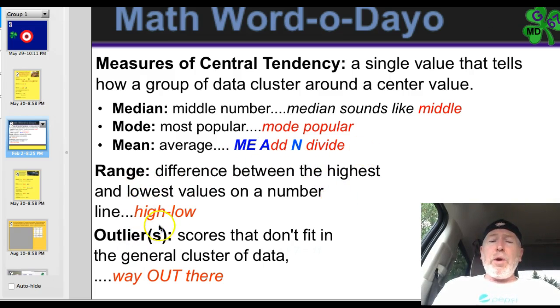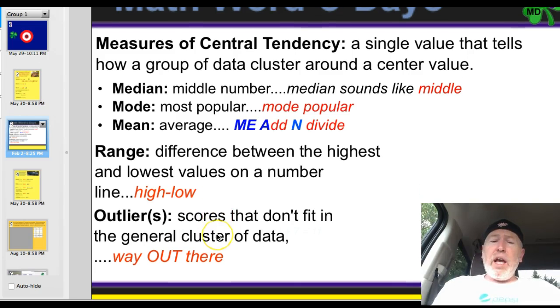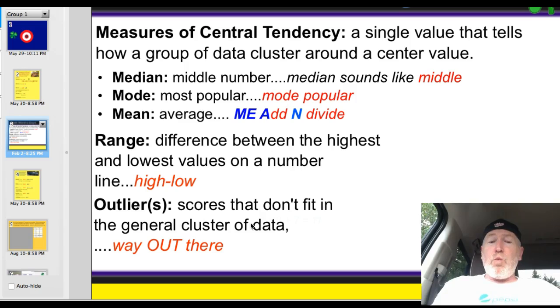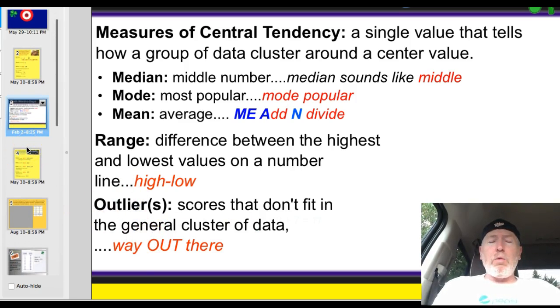These two terms we also discussed last night, and they're not measures of central tendency, so to speak, but I think they're important to look at. The range, that's the difference between the highest and lowest values when you put them on a number line, so the high minus the low. And the outlier, that's the scores that don't fit in the general cluster of data. They're just way out there. That's why I've got the "out" capitalized. It helps me remember what an outlier is.